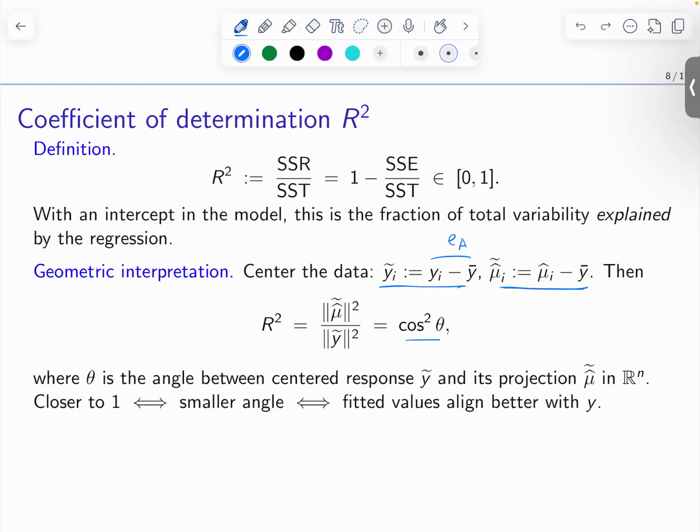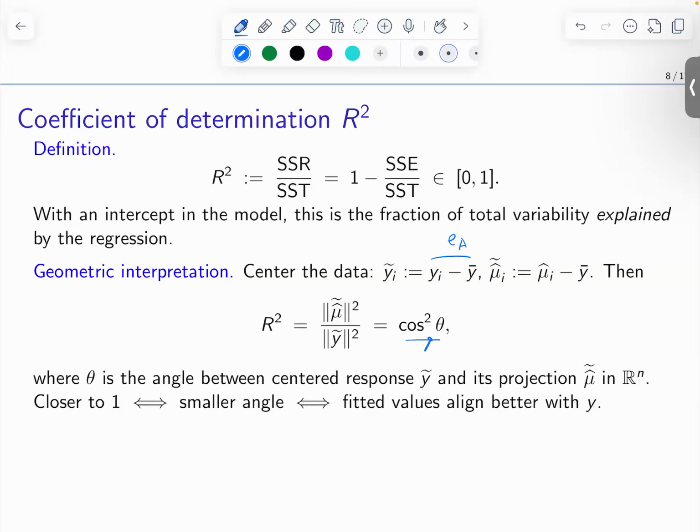So it's a very interesting exercise to do. But anyway, this is the angle between these two vectors. And in the geometric picture, you can see that if the angle is small, the cosine would be close to 1. And so you have a good fit because the y is close to the subspace. If, on the other hand, the y is orthogonal to the subspace, then the angle would be 90 degrees, and the cosine of 90 degrees would be 0.